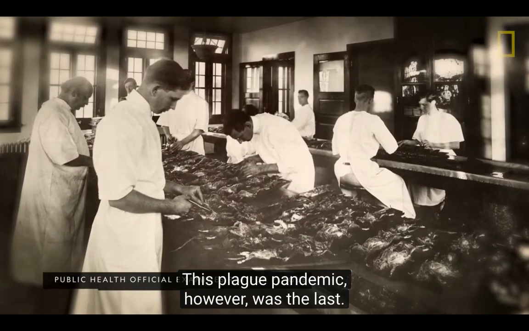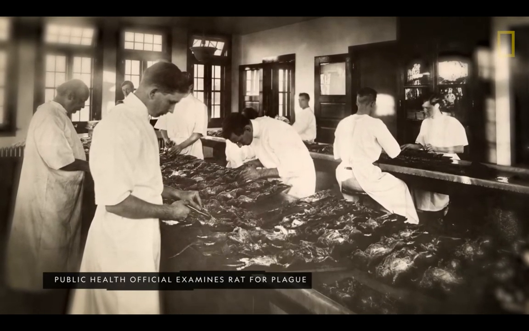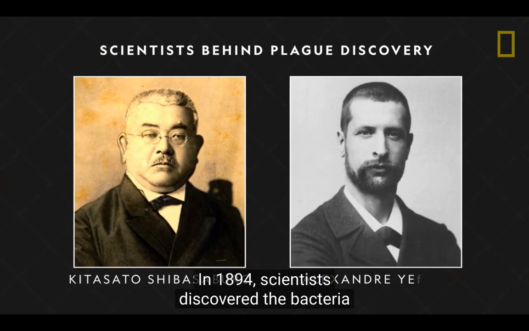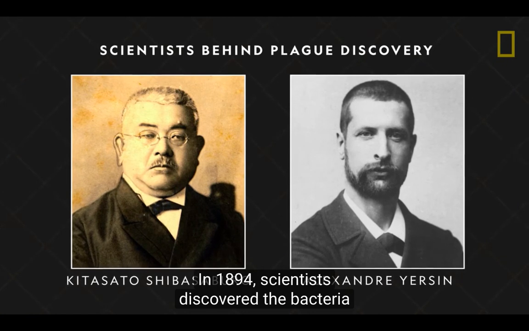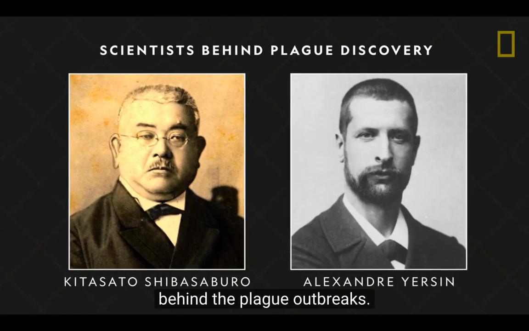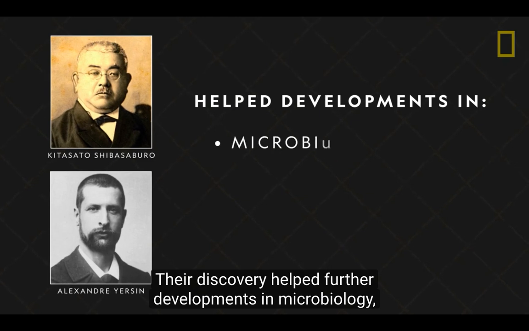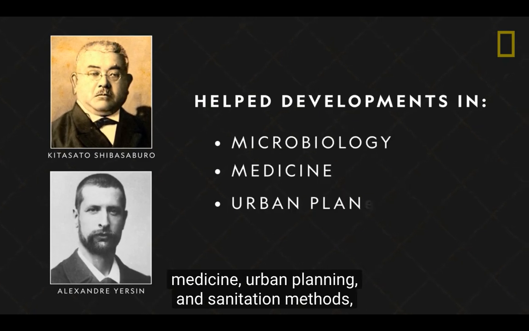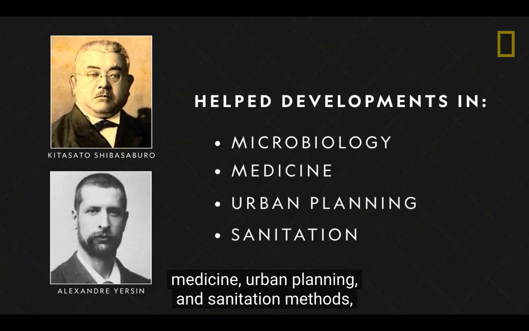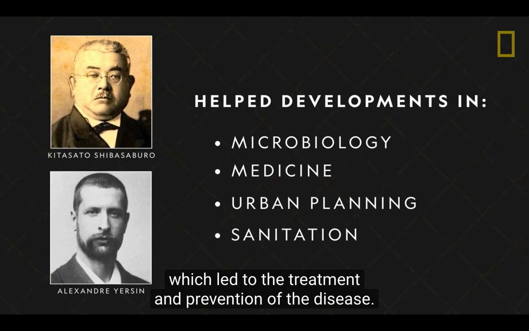This plague pandemic, however, was the last. In 1894, scientists discovered the bacteria behind the plague outbreaks. Their discovery helped further developments in microbiology, medicine, urban planning, and sanitation methods, which led to the treatment and prevention of the disease.